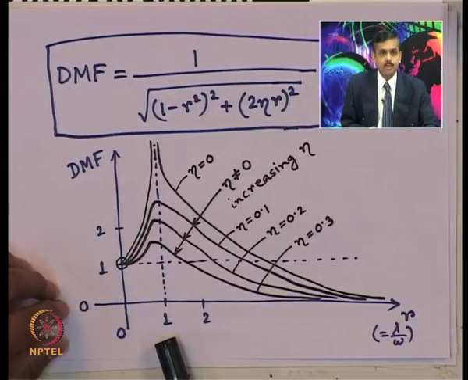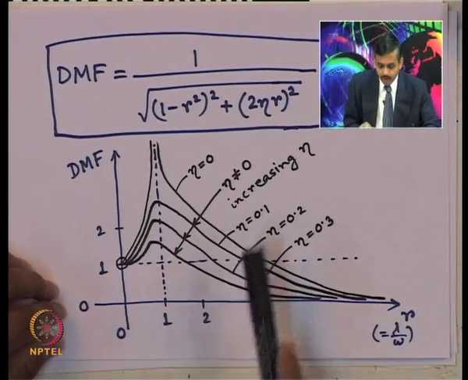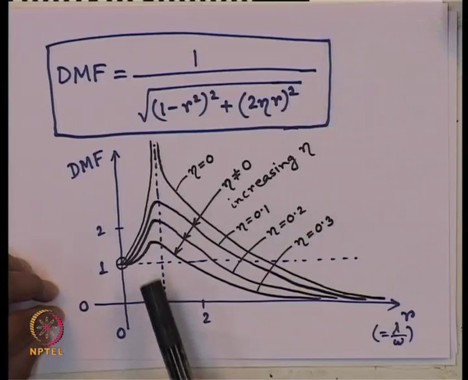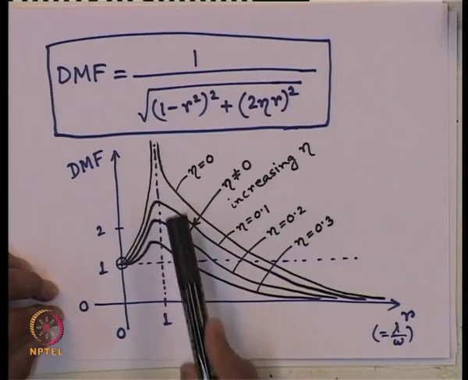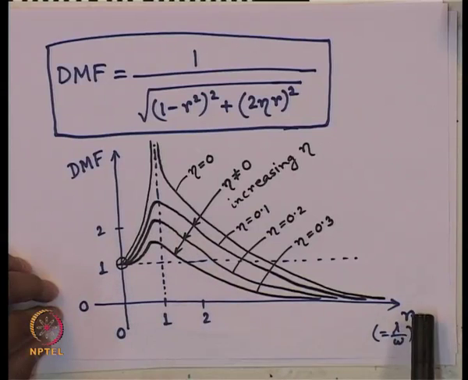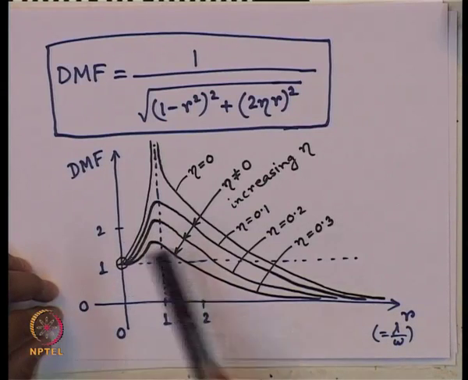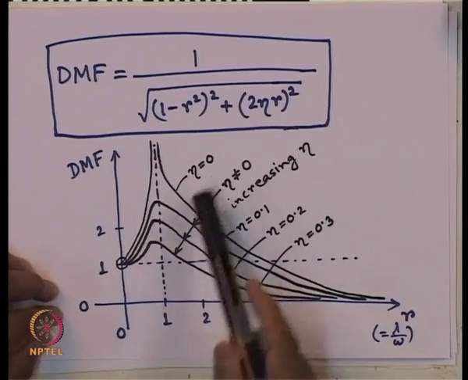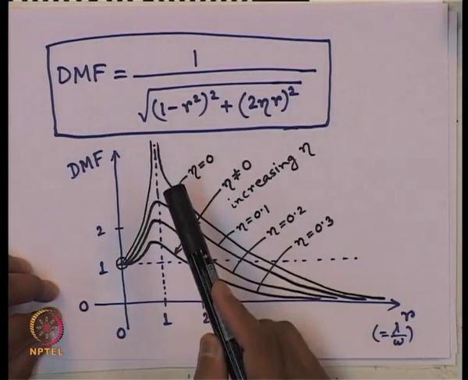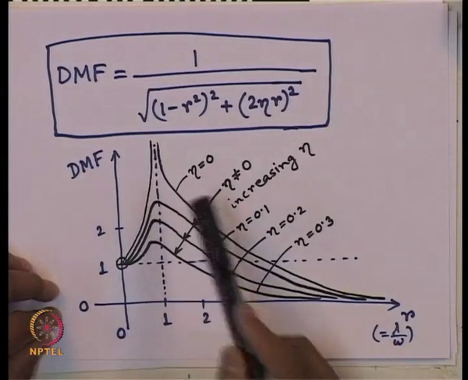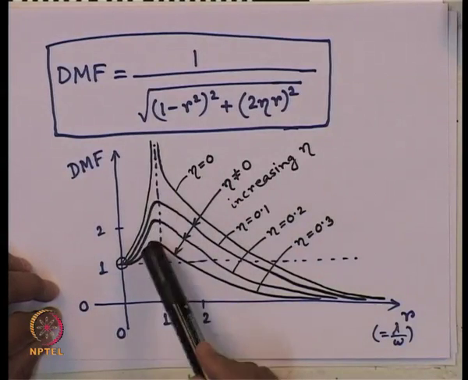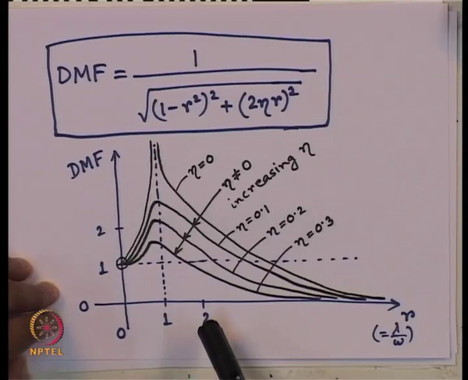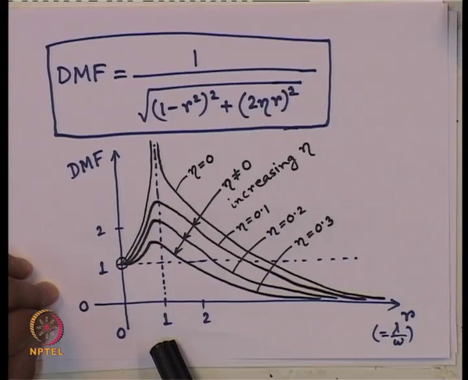or it goes to infinity actually. But when eta is non-zero, there also we get some very high value of DMF at r equals 1, but those are not infinity. Infinity occurs only in the undamped case. In the damped case, it will be some high value of dynamic magnification factor. Now, at r equals 1, are those really the maximum value or maximum point of DMF, or is it something else?